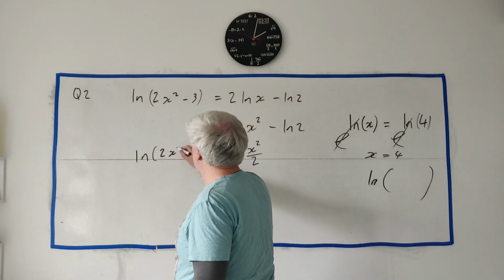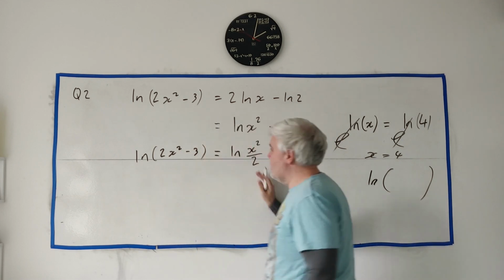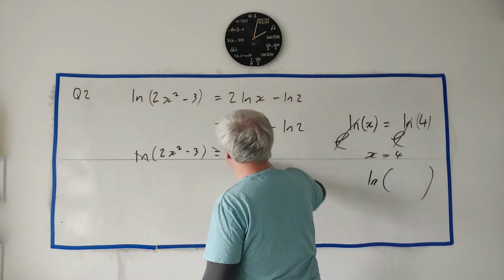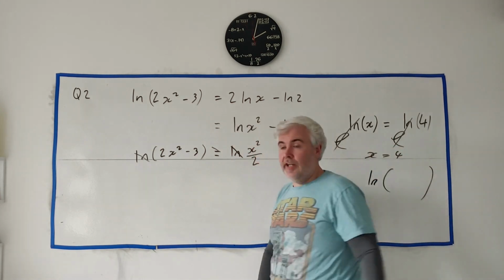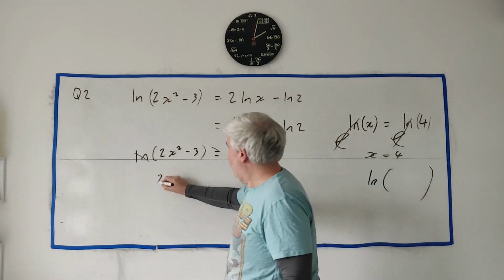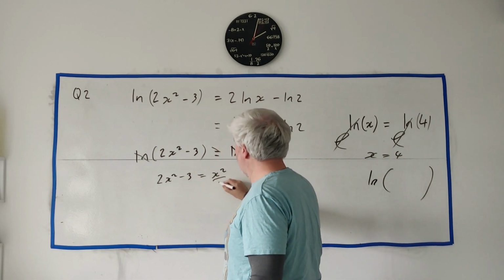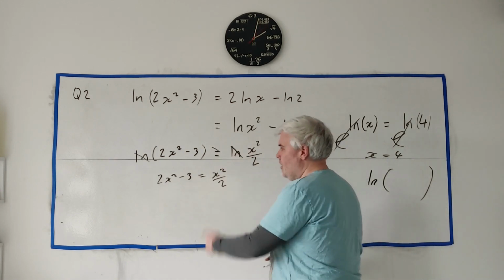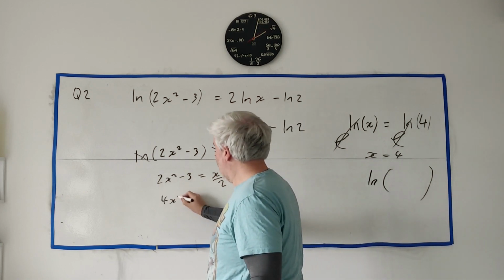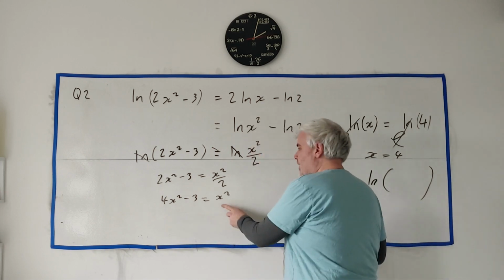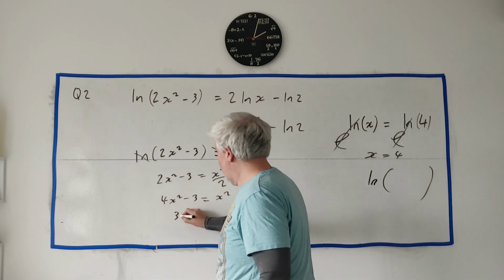Natural log everything on the left equals natural log everything on the right. The natural logs just get destroyed, just like over here. And we're left with 2x squared minus 3 is equal to x squared over 2. Multiply both sides by 2, we'll get 4x squared minus 3 is equal to x squared. Take x squared from both sides, we get 3x squared.